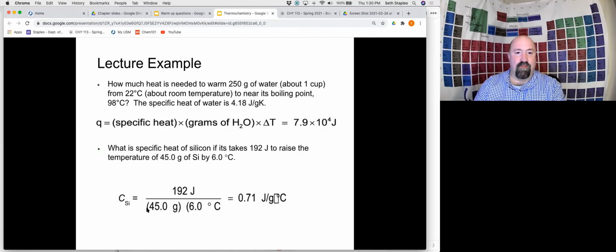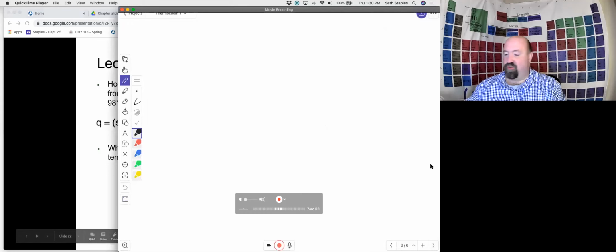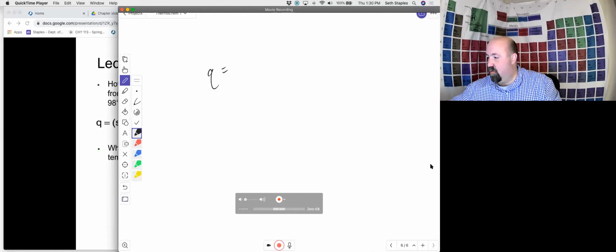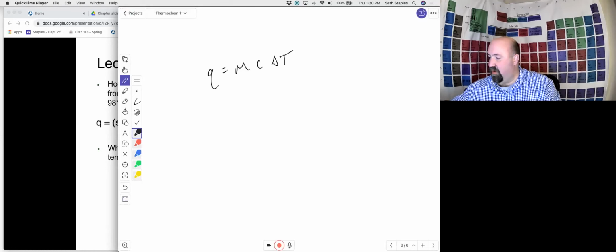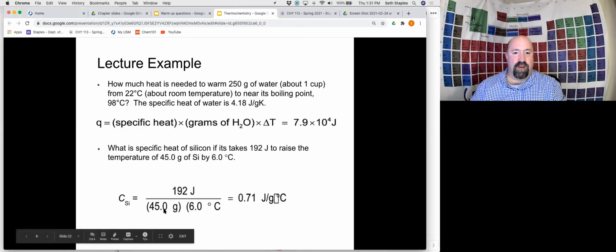Hopefully you found 0.71 joules per gram degree C. I don't know what that little box is there, some weird formatting. Well, we're solving here for C, and so if Q equals mc delta T, again, if we just look at our algebra, Q equals mc delta T, we need to solve for C. So we're going to take Q divided by m delta T. So that's exactly what we're doing here. Our Q divided by m delta T, missing a parenthesis here, but that equals 0.71 joules per gram degree C.